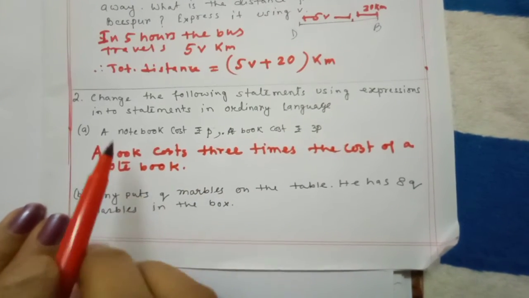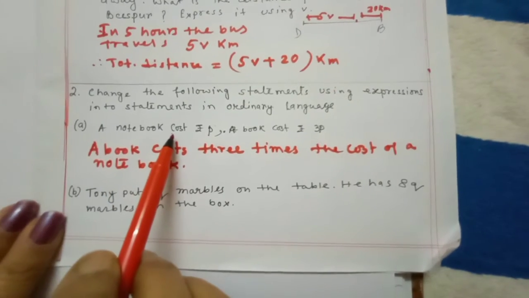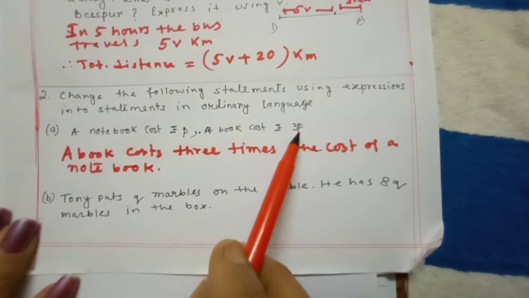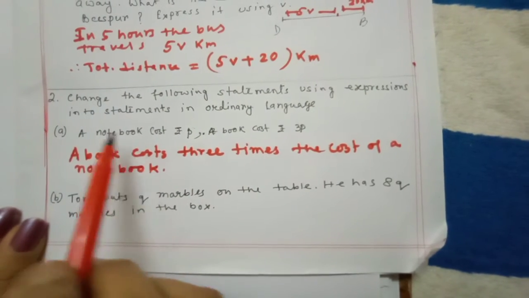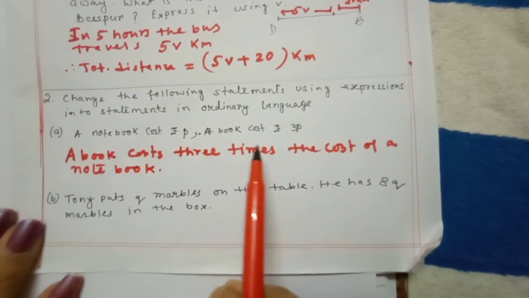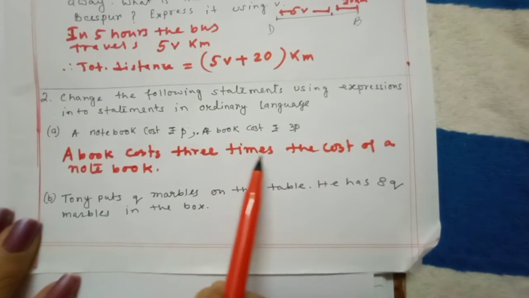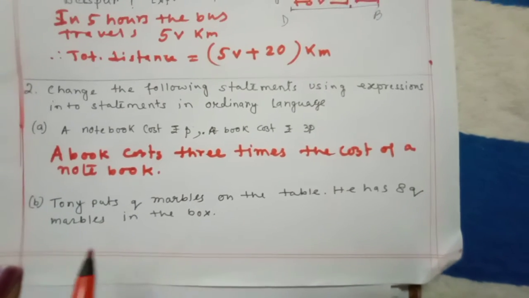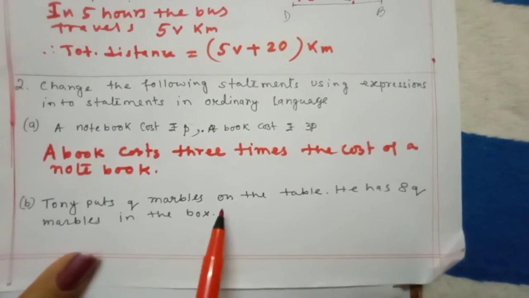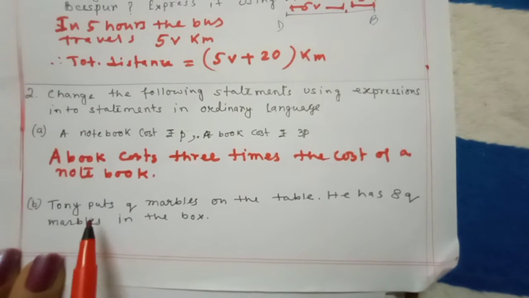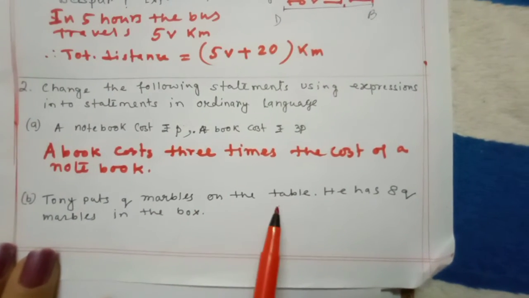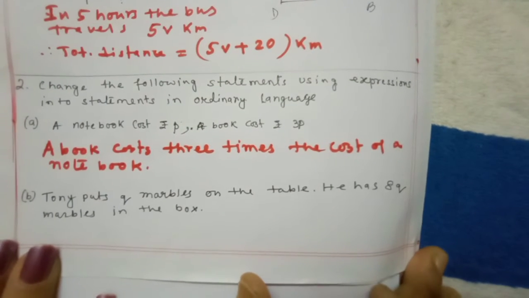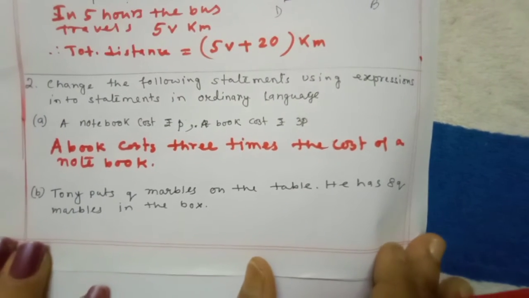Seeing this statement, a notebook costs rupees p, a book costs rupees 3p, it means the book is 3 times the cost of the notebook. So in an ordinary statement you can write: a book costs 3 times the cost of a notebook. Now, Tony puts Q marbles on the table. He has 8Q marbles in the box. So what can you write in an ordinary statement?